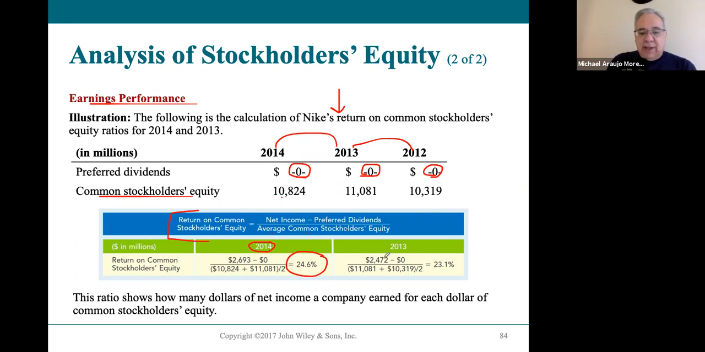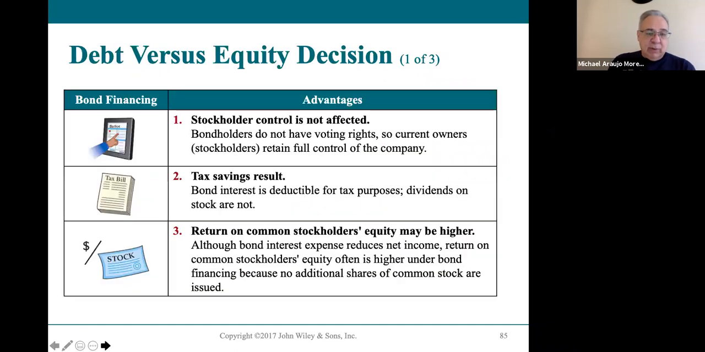In 2013, they had a $2.4 billion profit. Here you have to average your common stockholders' equity between 2012 and 2013 to get that denominator, and that's 23%. Again, really good in both circumstances. Really, really good.